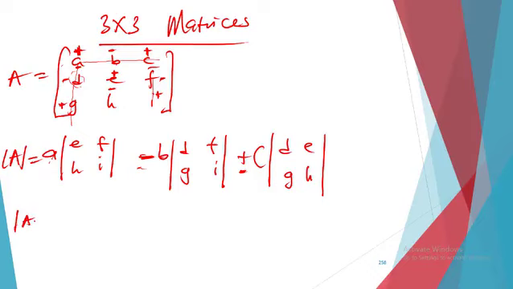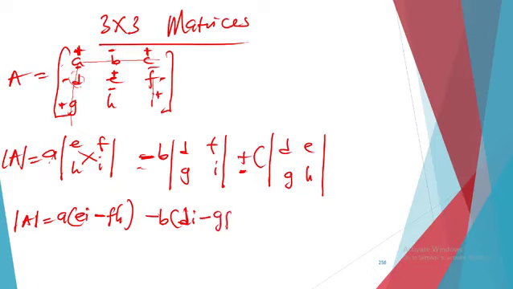The determinant of A will be equal to A into, we now apply the normal procedure we use in a 2 by 2 matrix. So we have EI minus F times H, which is FH. Is that correct? Then minus B into D times I gives DI, minus G times F, which gives GF, plus C into D times H, DH, minus G times E, GE. Do you understand? That's how the determinant of a 3 by 3 matrix works.